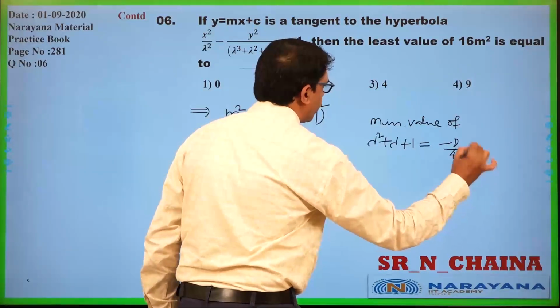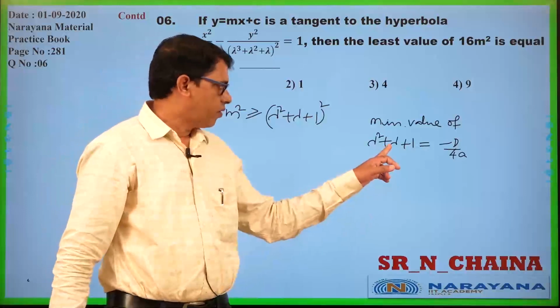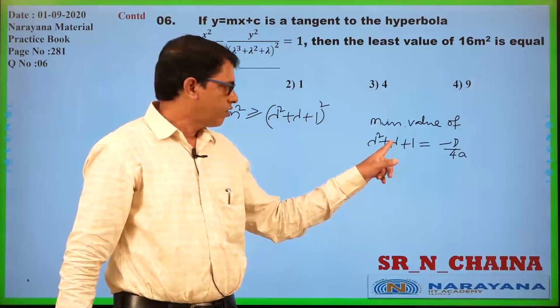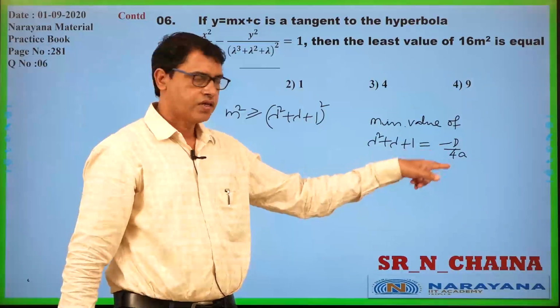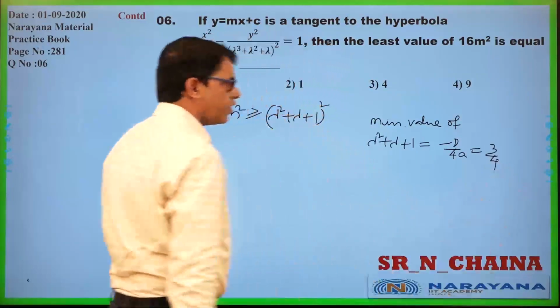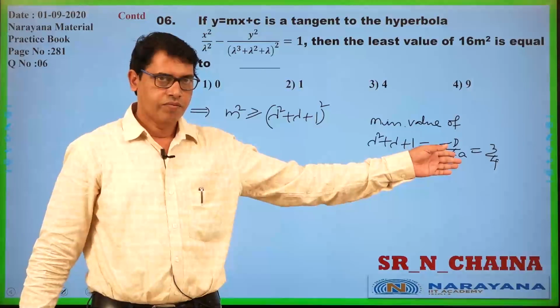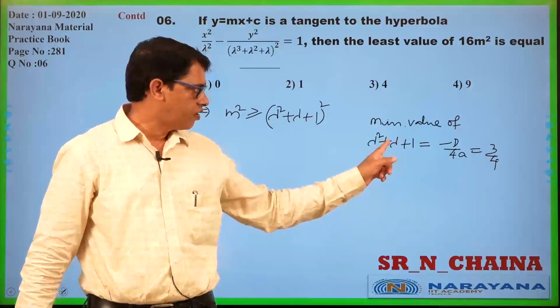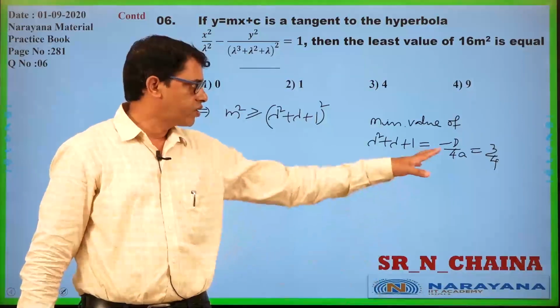Minus d upon 4a. What is the d value? d is b square minus 4ac. So b value is 1: 1 minus 4, that is minus 3, minus of minus 3 by 4a, so that equals 3 by 4. Okay? The d value is b square minus 4ac, b value 1, 1 minus 3, minus of minus 3 by 4. The minimum value is 3 by 4.